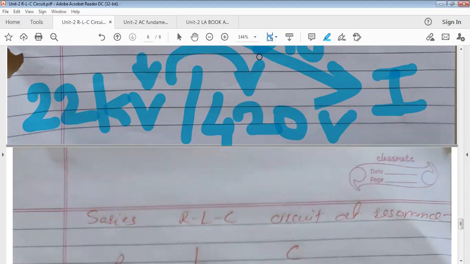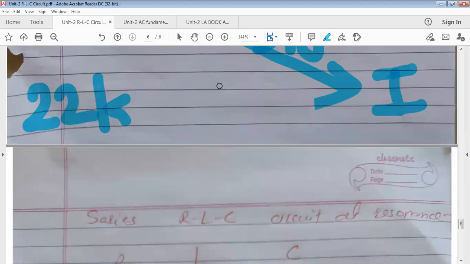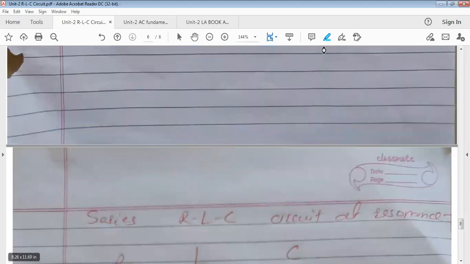And that's why MSEB gives a discount. Otherwise, there will be a wastage of electricity. That's why MSEB gives a discount in the electricity bill if throughout the month you keep the power factor nearly equal to 1. Okay, this is about power factor improvement.